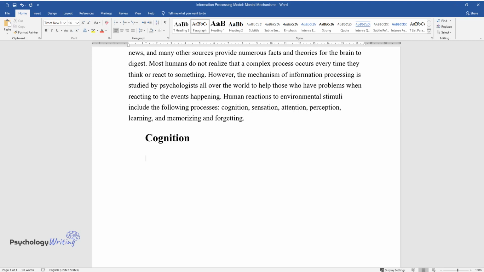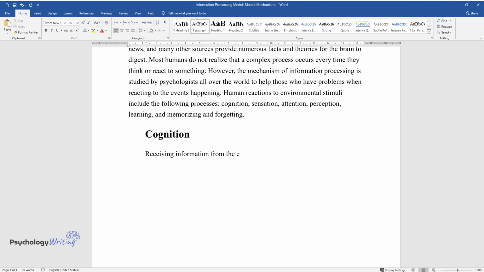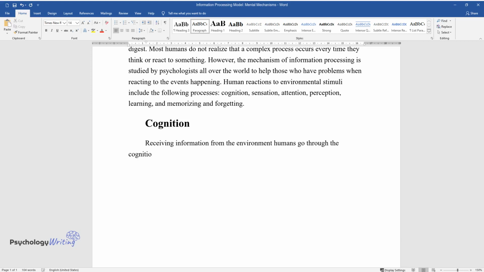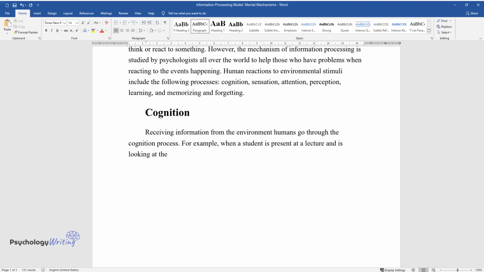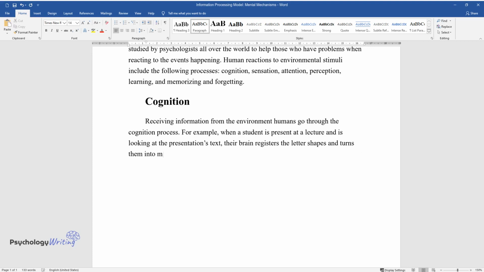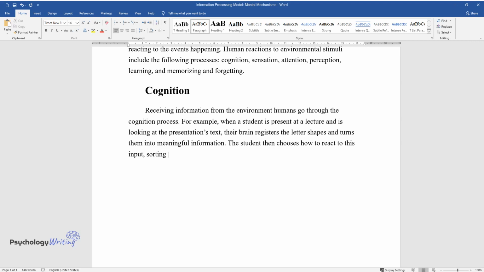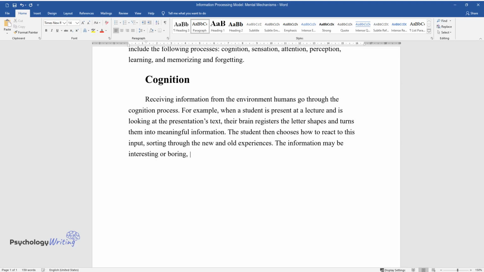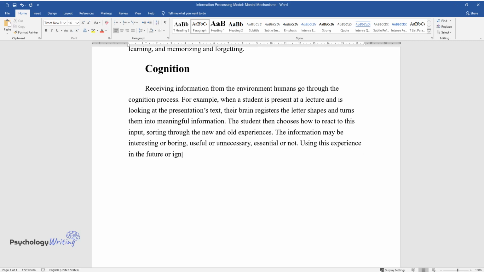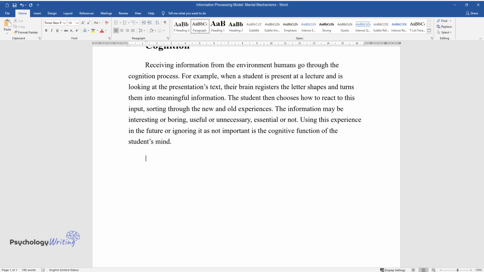Cognition. Receiving information from the environment. Humans go through the cognition process. For example, when a student is present at a lecture and is looking at the presentation's text, their brain registers the letter shapes and turns them into meaningful information. The student then chooses how to react to this input, sorting through the new and old experiences. The information may be interesting or boring, useful or unnecessary, essential or not. Using this experience in the future or ignoring it as not important is the cognitive function of the student's mind.